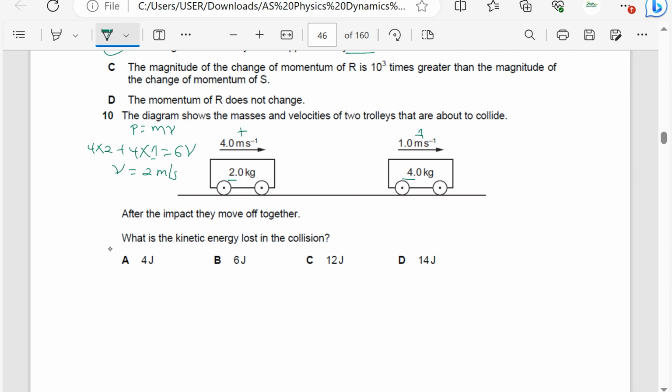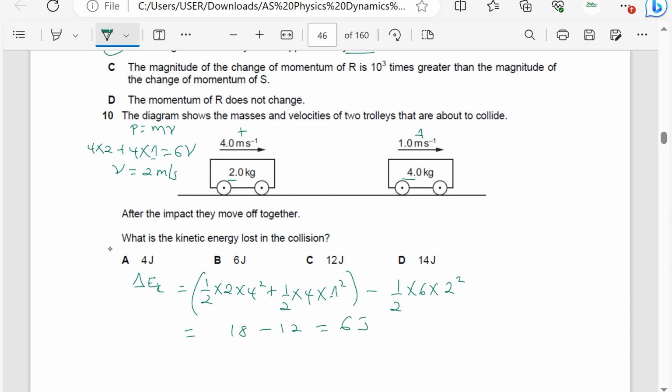Then the change in kinetic energy. Initial kinetic energy is going to be a half times the mass of the first one, which is 2, times 4 squared, plus a half times the mass of the second one, which is 4, times its speed 1 squared. That is total kinetic energy before, minus kinetic energy after, which is a half times total mass 6 times common velocity 2 squared. So this is 16 plus 2, which is 18, minus 3 times 4, which is 12. That gives us 6 joules. So the answer is going to be B.